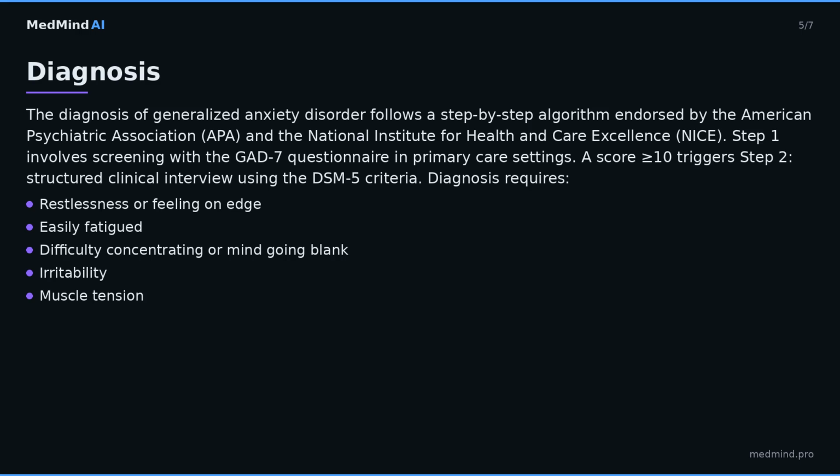Diagnosis requires: 1. Excessive anxiety and worry occurring more days than not for at least 6 months. 2. Difficulty controlling the worry. 3. Presence of at least 3 of the following 6 symptoms, only 1 required in children. Key points: restlessness or feeling on edge. Easily fatigued. Difficulty concentrating or mind going blank. Irritability.